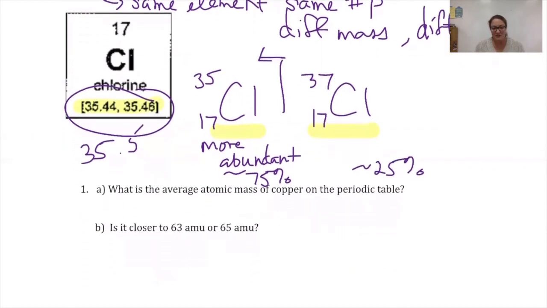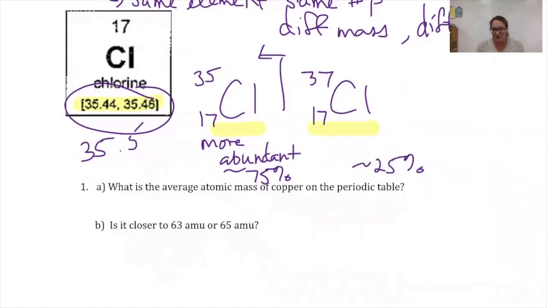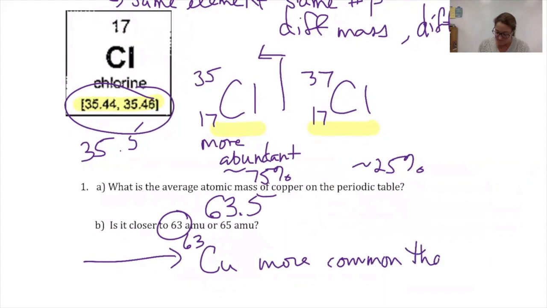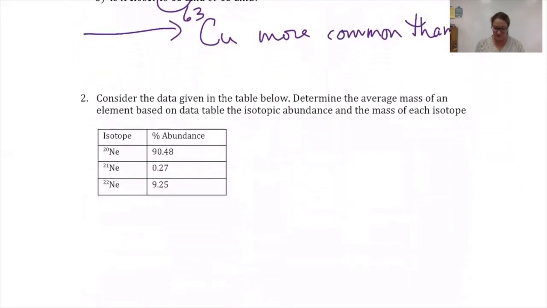Okay, let's take a look at some practice questions. What is the average mass of copper on the periodic table? If you go to the periodic table, it's 63.5. Is it closer to 63 or 65? So what information can I conclude from that? A piece of information I can draw from that is that copper 63 is more common, or more abundant, than copper 65.